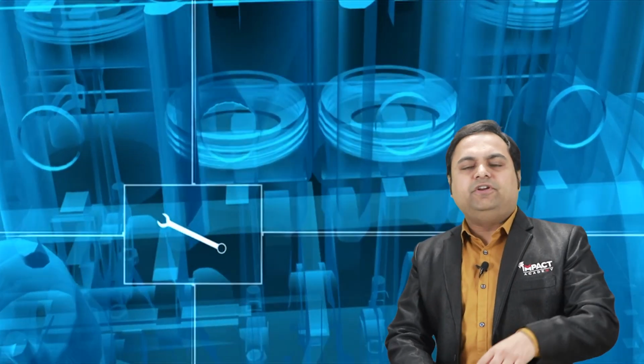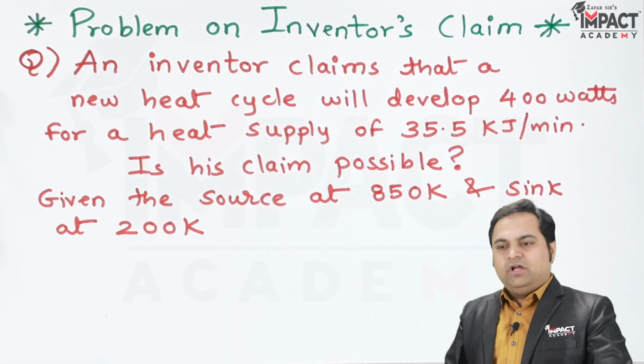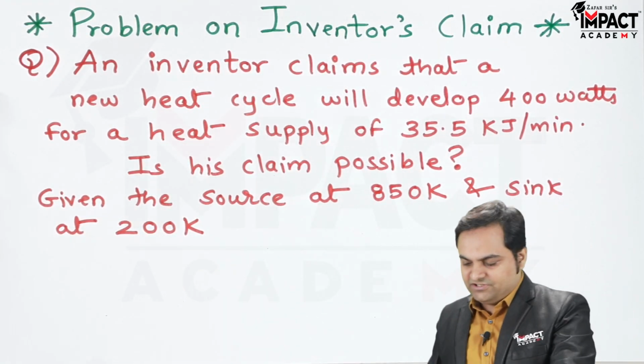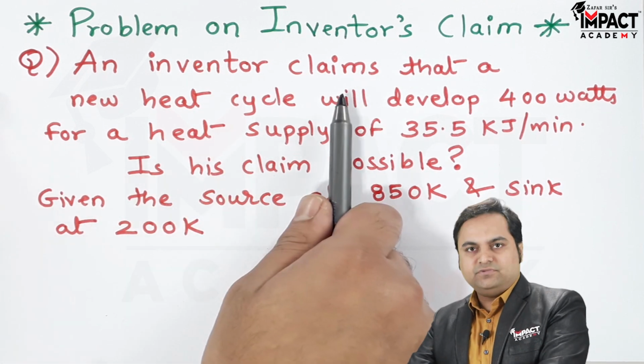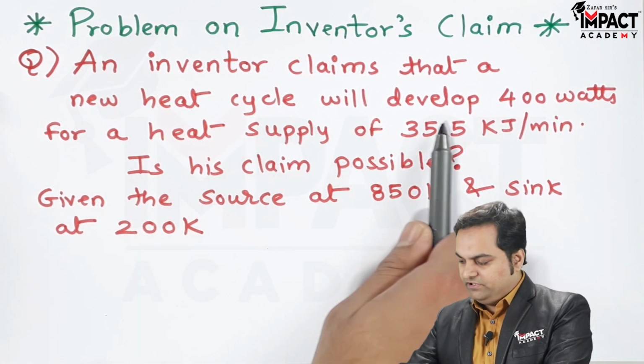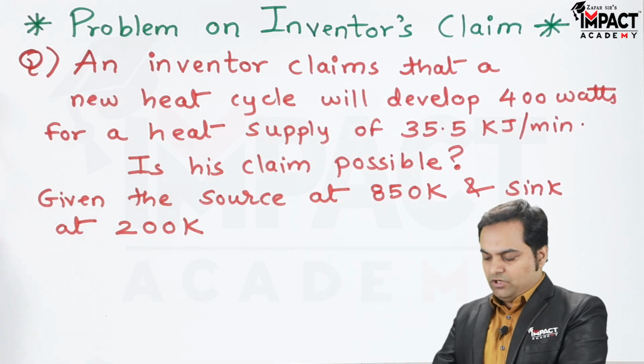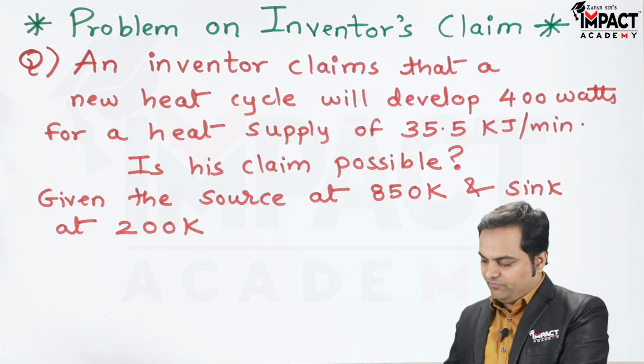Hi friends, here in this video I'll be explaining the problem on inventor's claim. So let's get started. Now here is the question in front of us. It is given, an inventor claims that a new heat cycle will develop 400 watts. Now whatever is given here, I'll write that in the form of data.